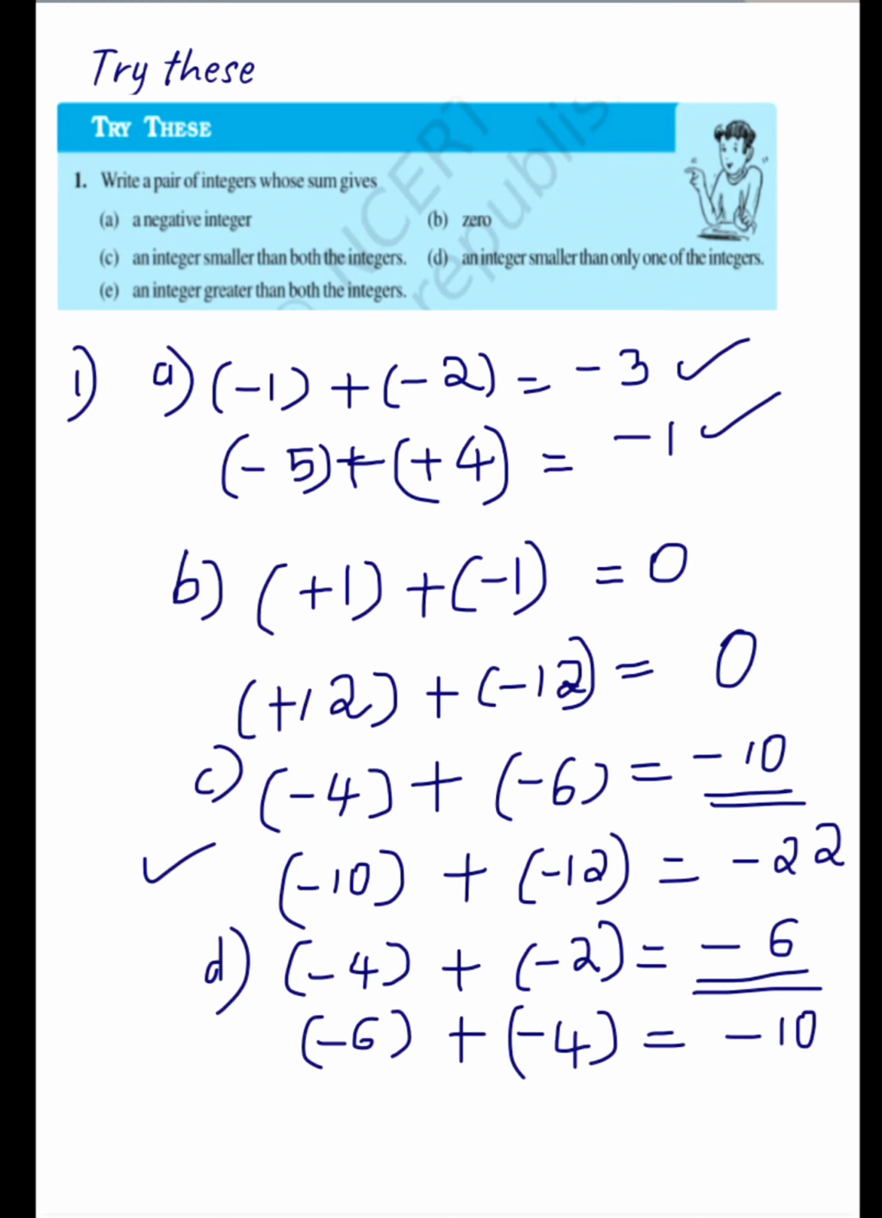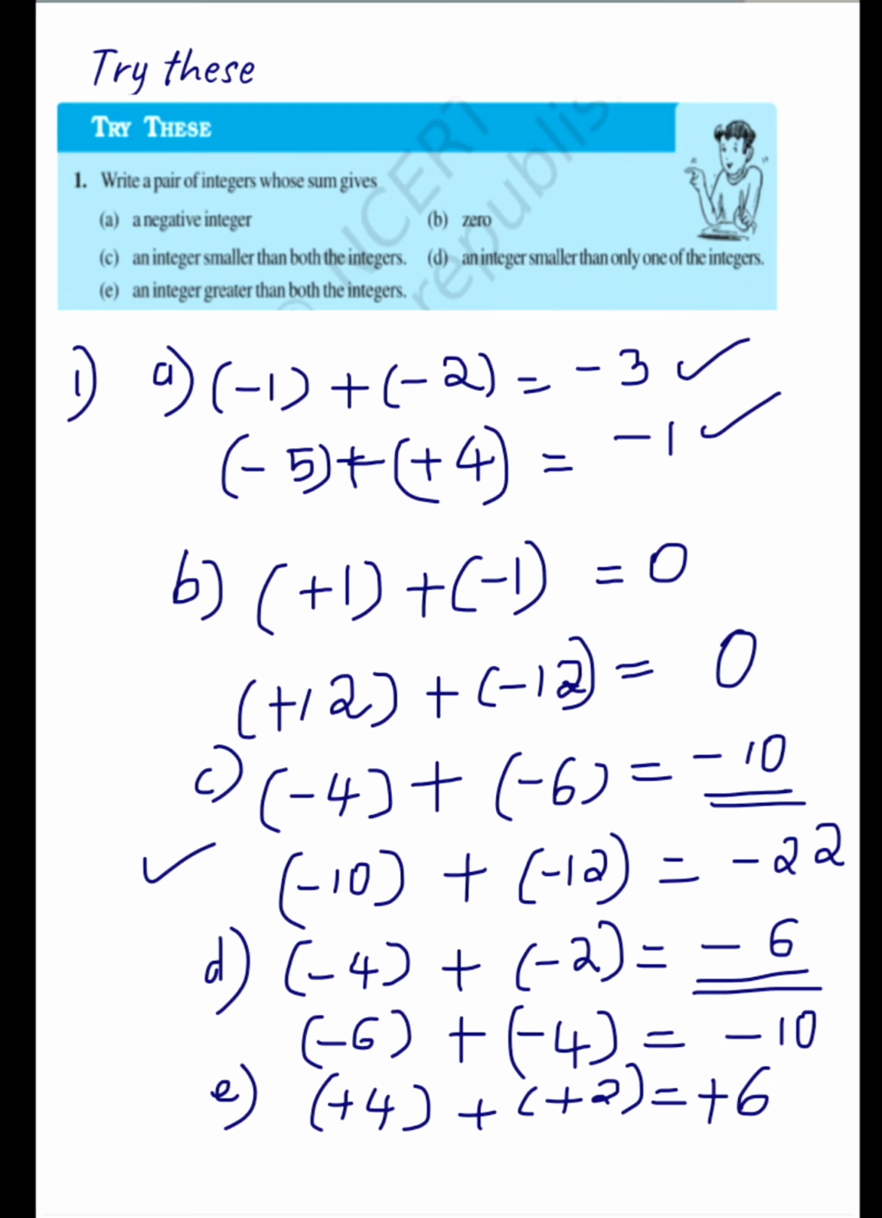Now what is E? You need to get an integer which is greater than both the integers. That is very easy. If you are adding any two positive integers, then you will get the answer which is greater than both the integers. Let's see. If you are taking plus 4 plus 2, what will be the answer? 4 plus 2 is 6, plus 6, which is greater than 4 and 2.